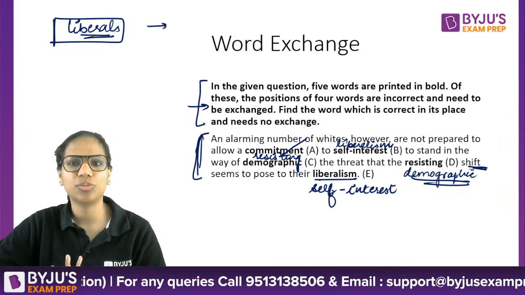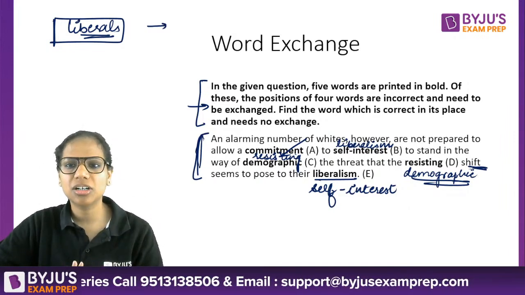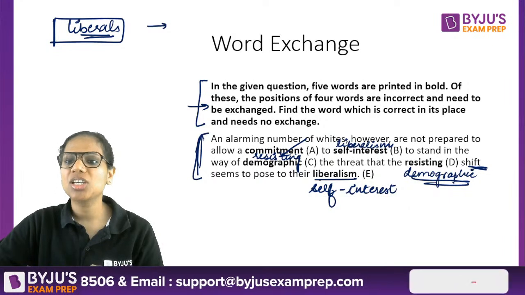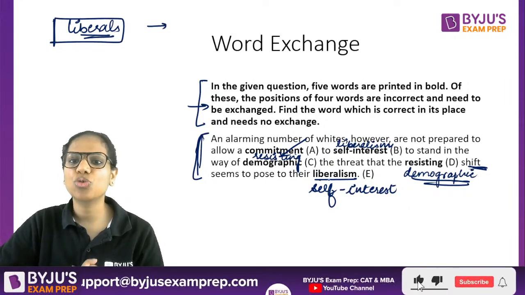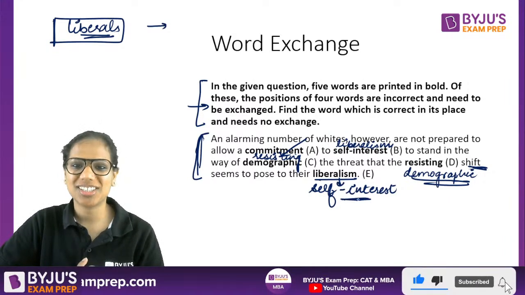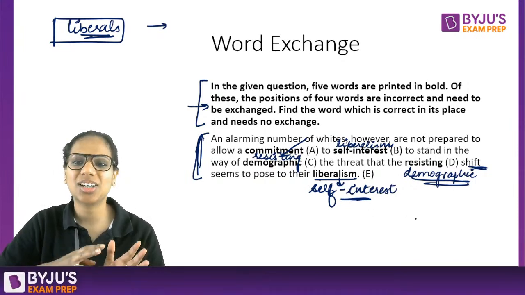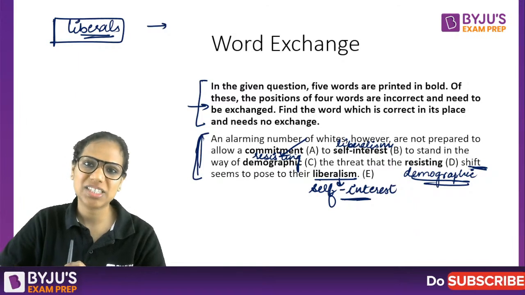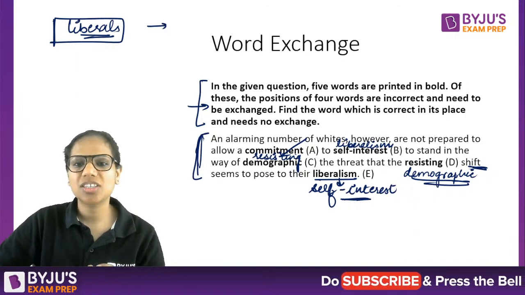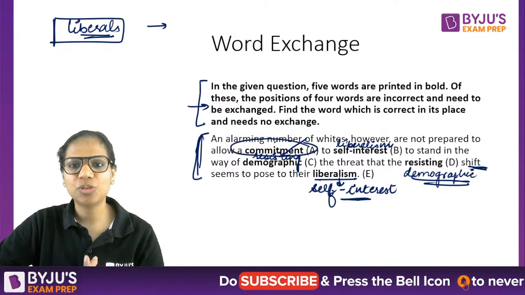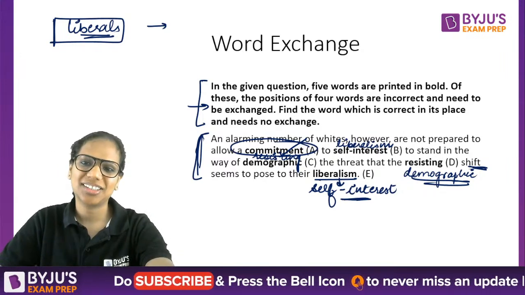It is happening more and more as more and more people emigrate to America, right? So a demographic shift seems to pose a threat to their self-interest. Of course, it poses a threat to their self-interest. They say that the outsiders are taking away our jobs, right? So this is what this article was about, and commitment has been placed correctly here.